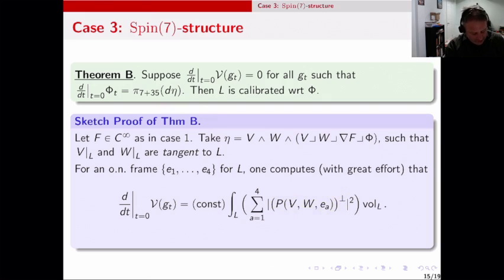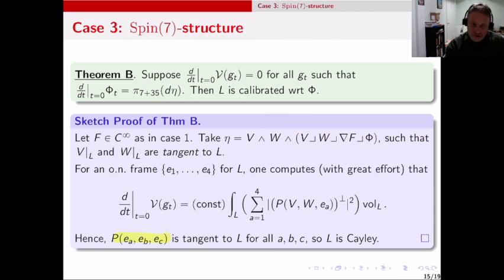So therefore the cross product of v and w and ea has to be 0, for any tangent vectors v, w, and ea, where the e's are a tangent frame. So it follows that the cross product of any three tangent vectors is tangent, and that's exactly the defining property of being a Cayley submanifold. Okay? So the proof of theorem B is very, very similar to the proof of theorem B for the associative and the co-associative case, except you have to throw away that pi 1 direction. Okay, and I'll come back to this in the last slide.